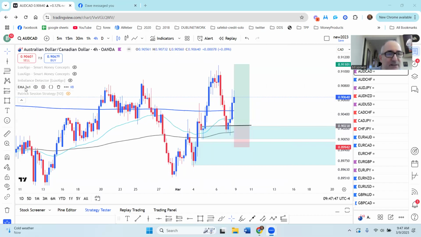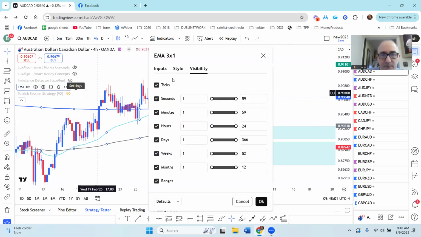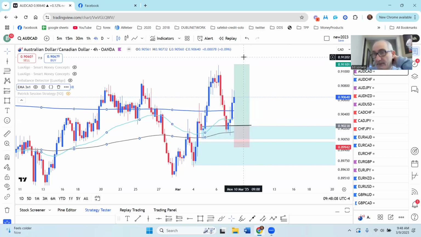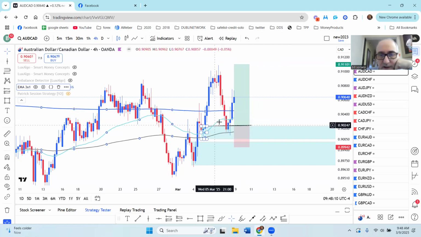And this indicator is called the EMA 3 times 1. So you can just put this one indicator on your chart. You don't need to put three EMA indicators. You just use this one, and then you're able to set it so that it's a 50, the 200, and the 800. Now, my 50 EMA is the aqua colored one. My 200 is the gray, and the blue is the 800.